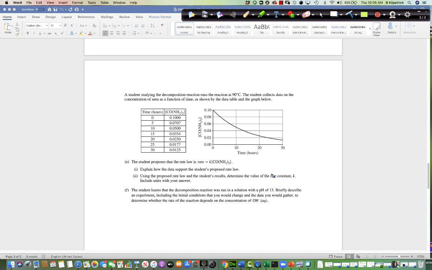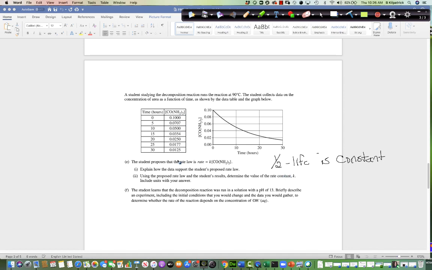The half-life is constant. So if that is constant, that means it's first order, because first order reactions have a constant half-life. So two ways that you could tell it.